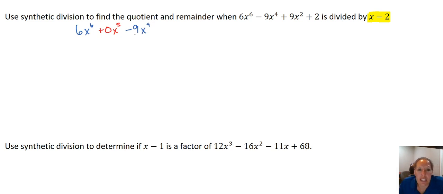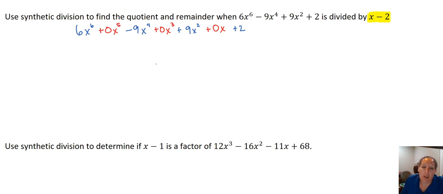And so we have 6x to the 6th minus 9x to the 4th. We're missing our x cubed term as well, so we're going to add in 0x cubed and then plus 9x squared. We're missing an x term, so we're going to add in 0x, and then we've got our plus 2. Those zeros are very important, and it's going to make a big difference in our answer if we were to leave them out. So we want to make sure that we have 0 coefficients for any of those missing terms.